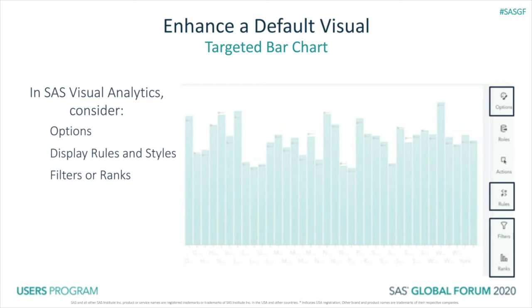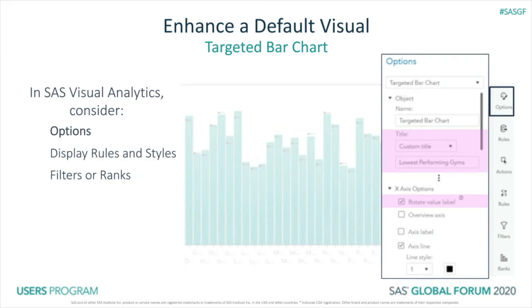So let's have a look at a few of those in action for our targeted bar chart. First of all, the options. The first one highlighted is setting the title. If the title's clear and it explains exactly what the graph is showing, users will understand quite quickly what they're looking at. We'll also set the X-axis option to rotate the gym names.